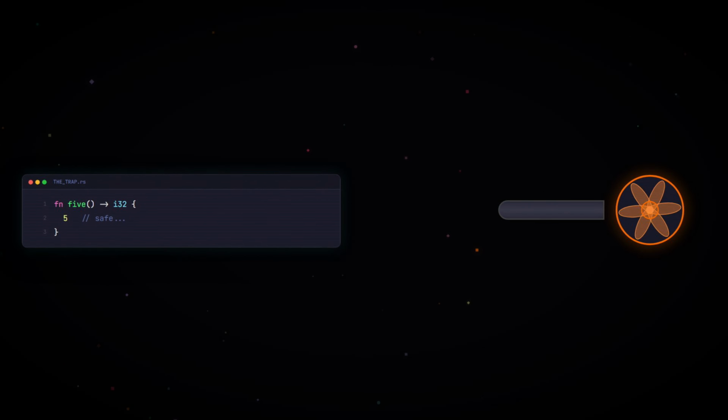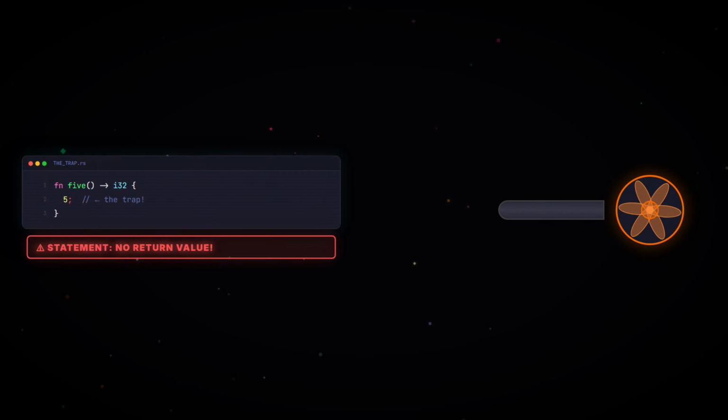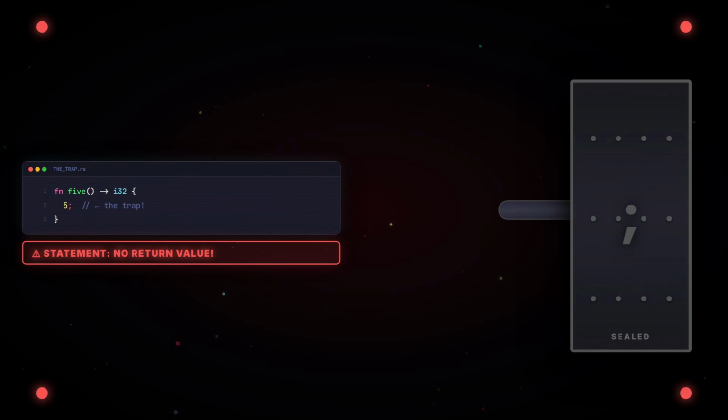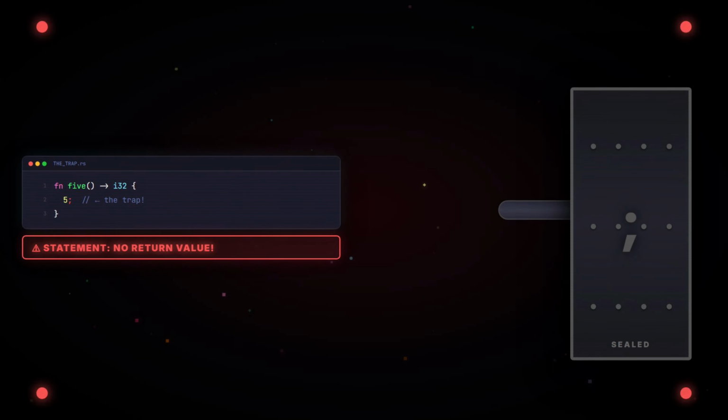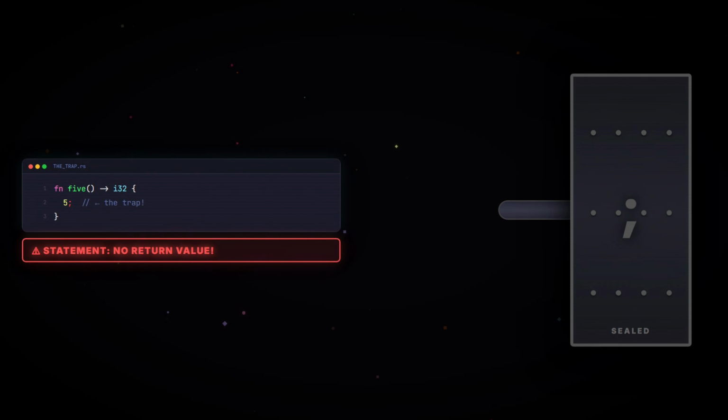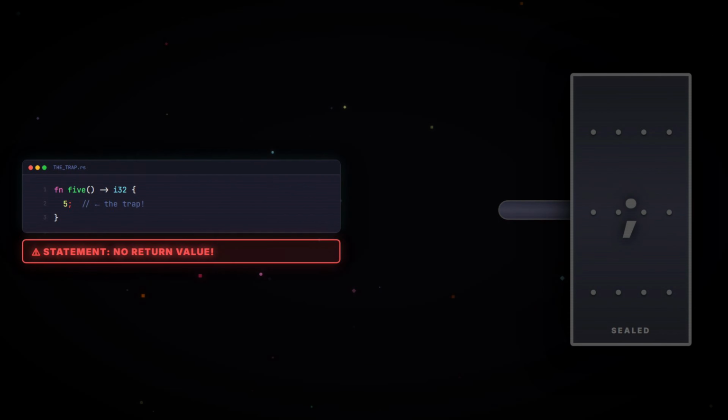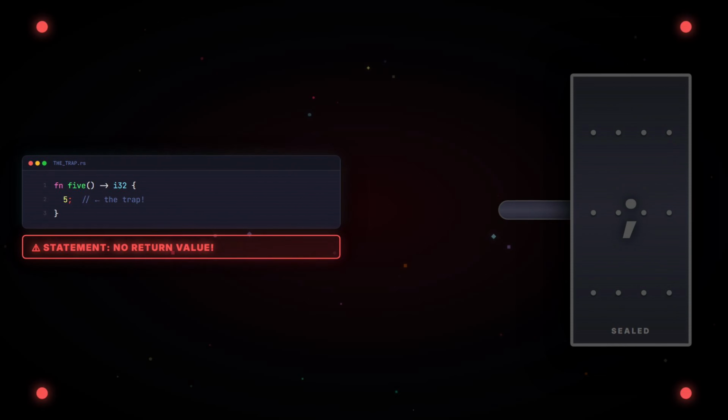Everything's fine right now. That 5 is an expression, flows perfectly, but watch what happens when I add just one semicolon. That one character turns the expression into a statement. The return value is gone. The blast door is coming down. Your function promised i32 but now returns nothing. The value slams into the wall and disintegrates.